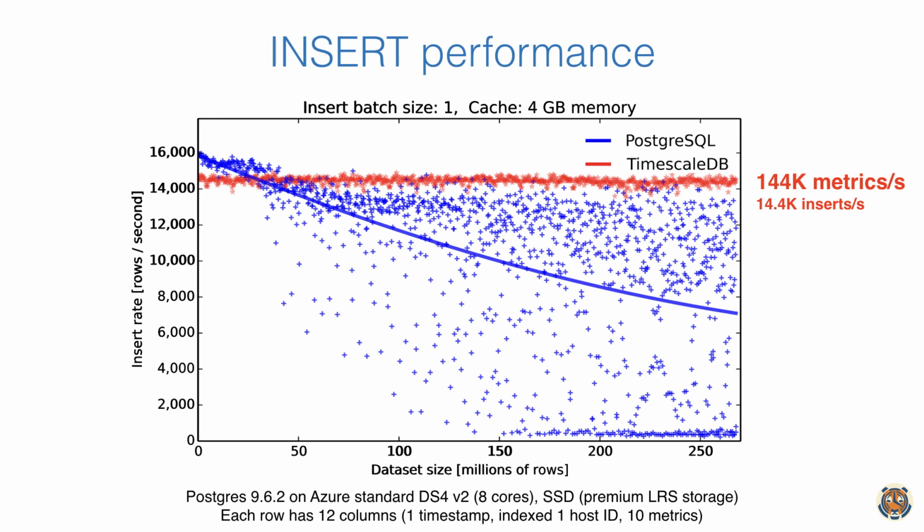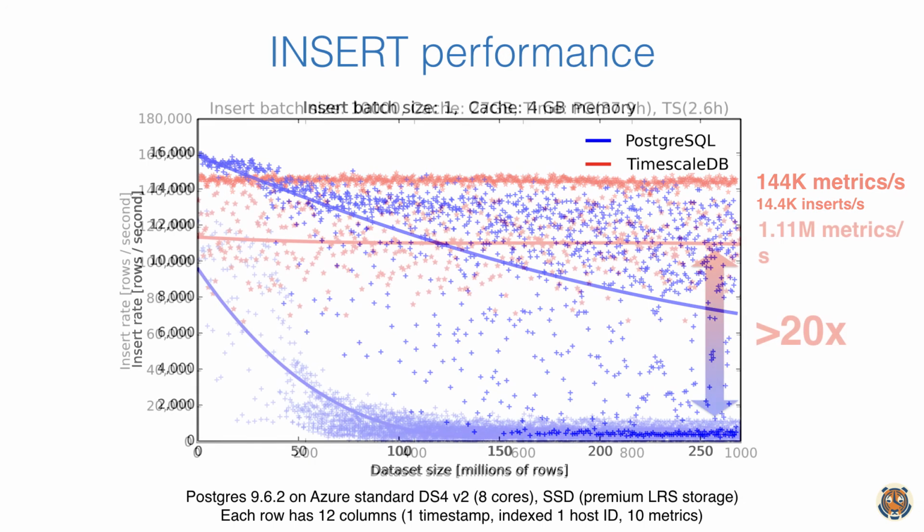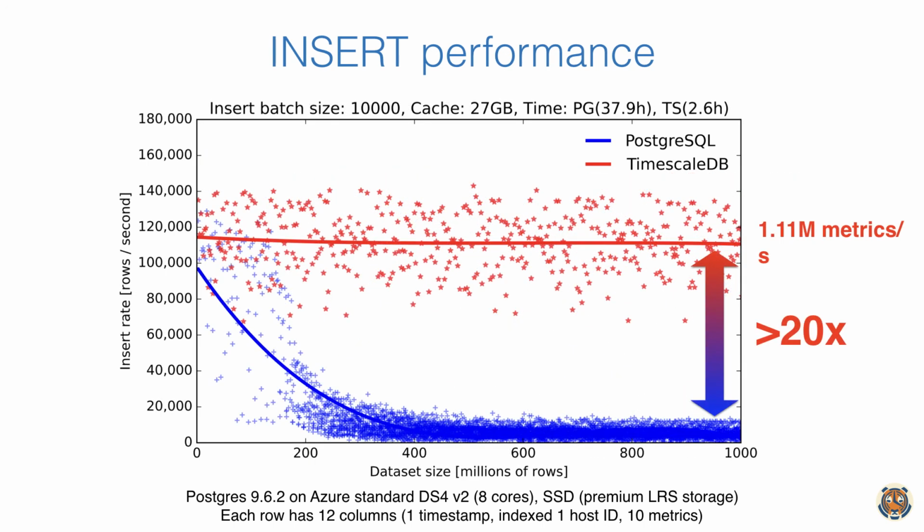If you batch your data inserts more, if I'm inserting 10,000 rows in one batch, then my performance grows to over 100,000 inserts a second with over 1 million metrics a second.